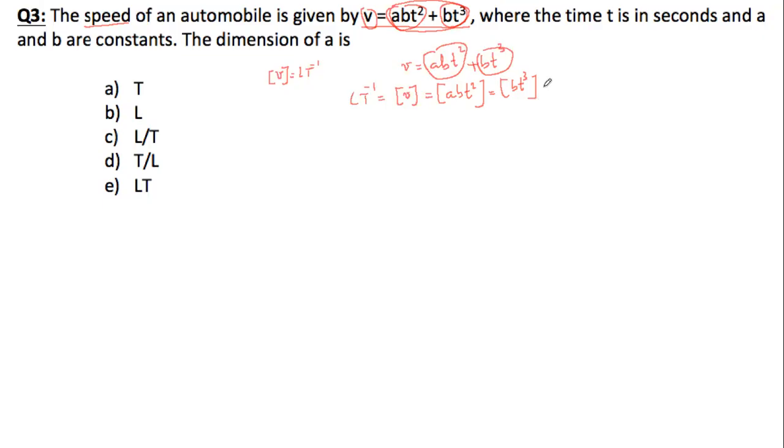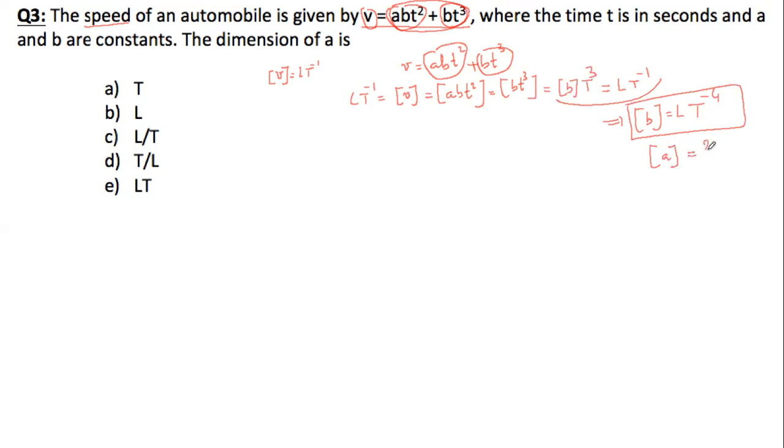Okay, so the dimension of a product is a product of the dimension. So dimension of B T cube is just dimension of B times T cube. And this has to be equal to the dimension of V, which is L T minus 1. So if I use this side, I can get easily the dimension of B: L T minus 1 divided by T cube. So this gives you L T to the power minus 4. This is the dimension of B. But that's not the question.